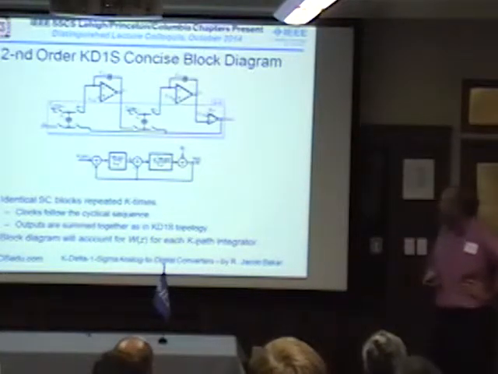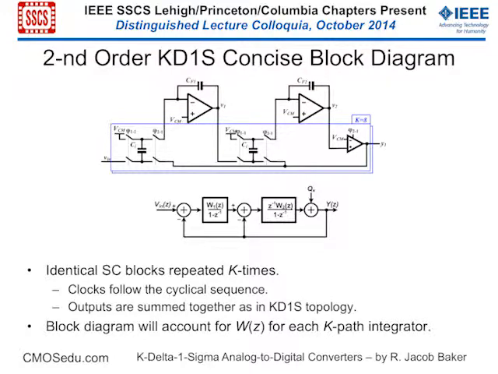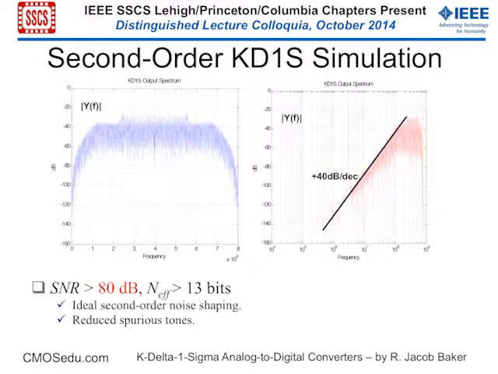All right, anyway, so these are just some of the topologies. A concise diagram where you've got an array of 8 of these. And simulation results, sure it works, great, you're able to get 80 dB with an effective number of bits of 13 bits. But again, this is only for the same conditions I showed you before, which was a 6.25 megahertz bandwidth, and you see the noise spectrum here.